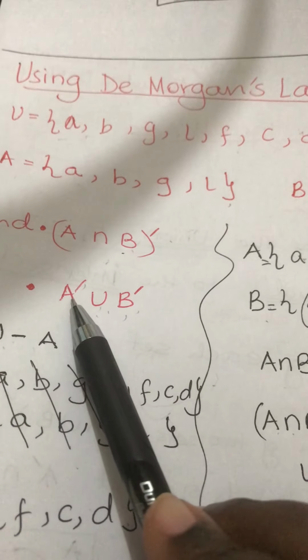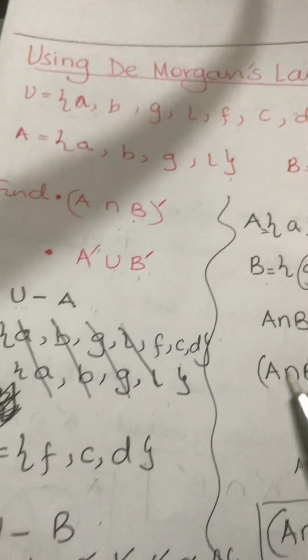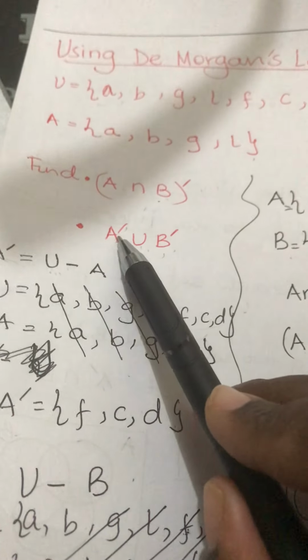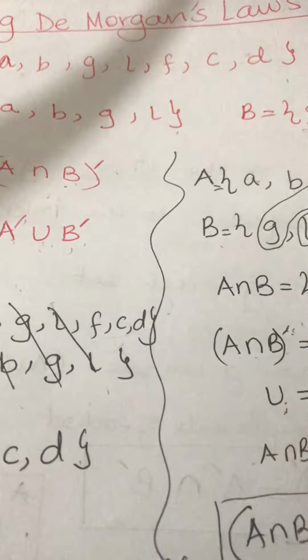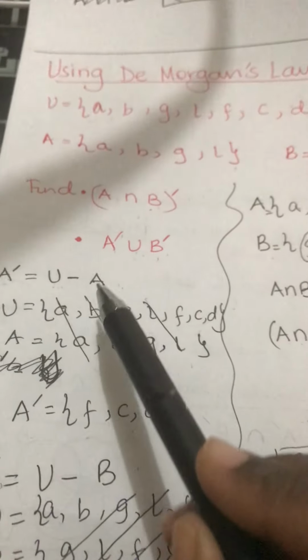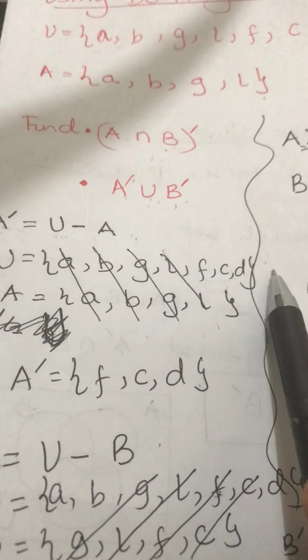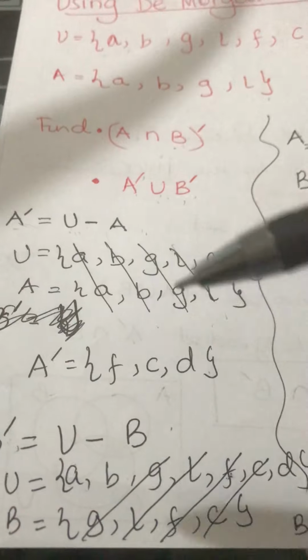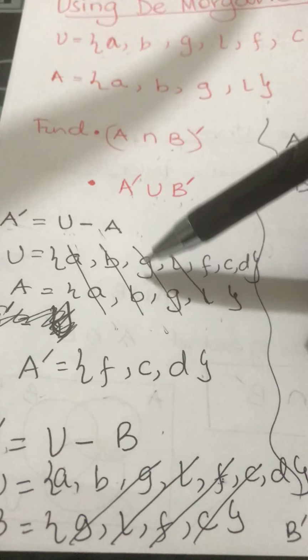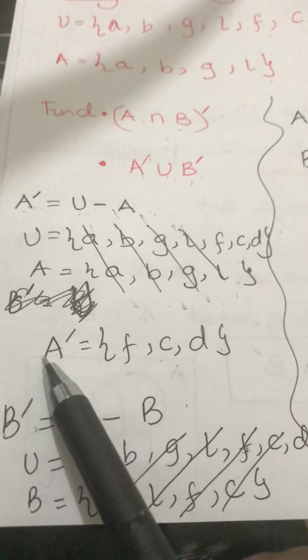So I have done part 1. Now I want to do A complement union B complement. That means I need to find A complement, then find B complement, and then put them together without repeating. Remember I said complement means you're removing from the universal set. So I wrote my universal set. I wrote my A. I removed what is in both. What is remaining is F, C, D. I wrote it there. So A complement is F, C, D.